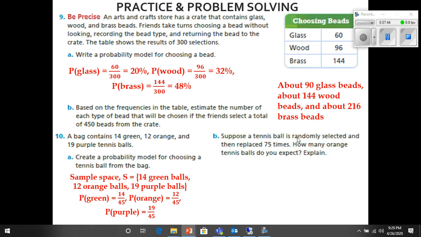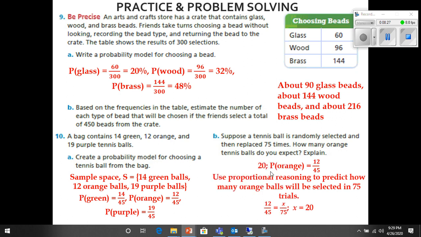Now, suppose a tennis ball is randomly selected and then replaced 75 times. How many orange tennis balls do you expect? Oh boy, so we're changing the number from 45 to 75. So again, we're going to take the numerator, multiply it to our new denominator, 75, and then we're going to divide it by the old denominator, which is 45. So in this case, for green balls, it would be 14 times 75 divided by 45. For the orange ones, it would be 12 times 75 divided by 45. And for the purple balls, it would be 19 times 75 divided by 45.